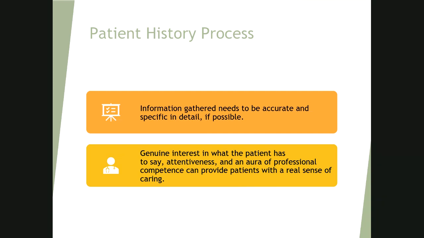When they talk about the patient history process, you gather the information and it has to be accurate and specific in detail, if at all possible. Meaning you don't want to just get generalized answers. You want specifics. You want patients to guide you with exactly how they feel and when this exactly started. Localize where things are going on. Having a genuine interest in what the patient has to say, being attentive, and an aura of professional competence can give patients a real sense of caring.